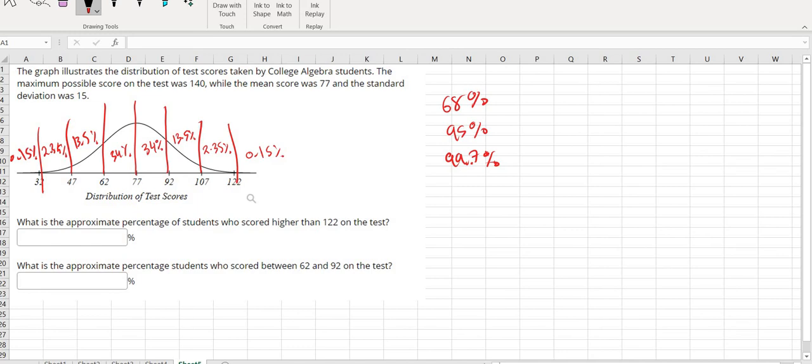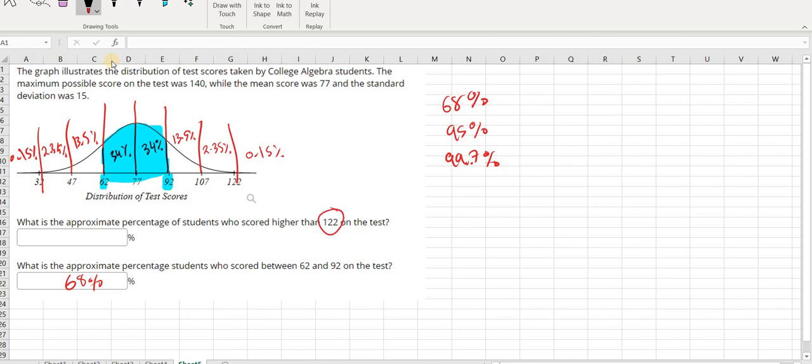I'm going to answer the second question. What is the approximate percentage of students who score between 62 and 92? 62 is here, 92 is here, so I'm looking for the area in between. That is basically the probability that I'm looking for. It's the area under the curve between those two numbers. And according to the empirical rule, it is the 34% plus 34%, which makes it 68%. So 68% is the answer.